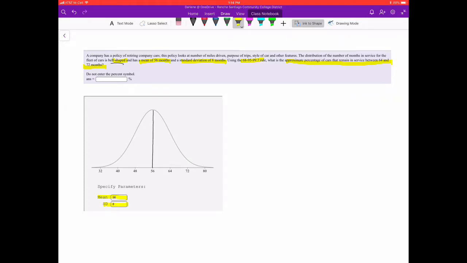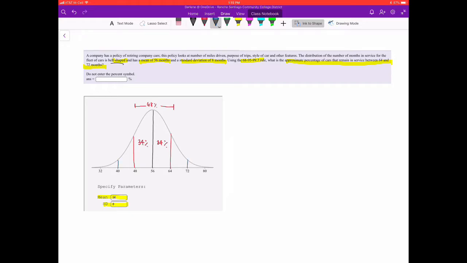So here, using the empirical rule, we do know that 68% of our data is one standard deviation from our mean. So from 48 to 64, there's 68% of cars driven that lie between 48 and 64 months, meaning that this half is 34% and this half is 34%.